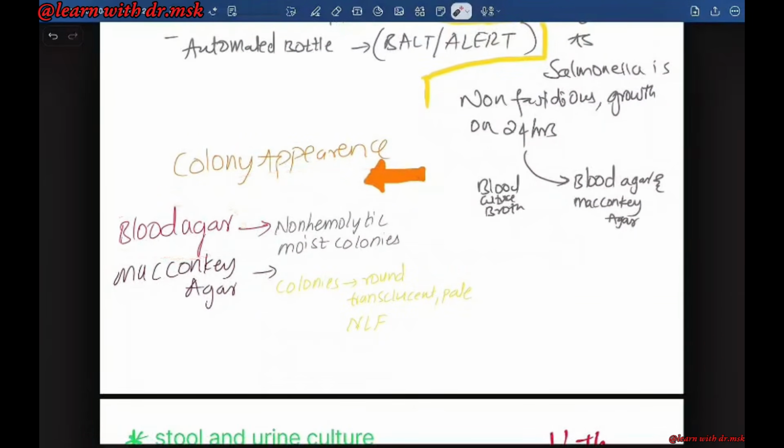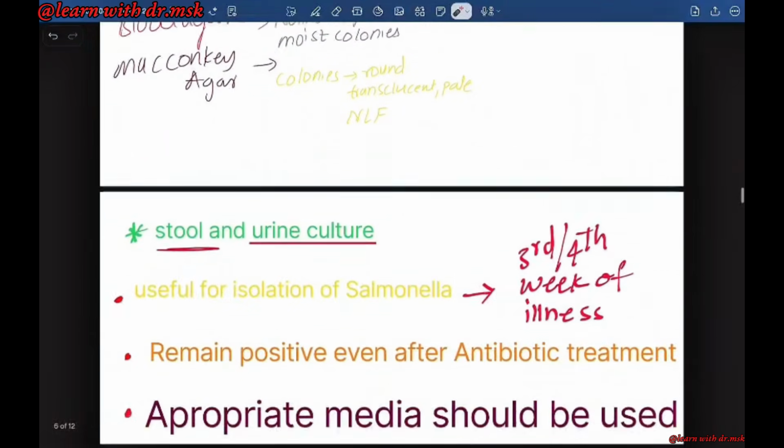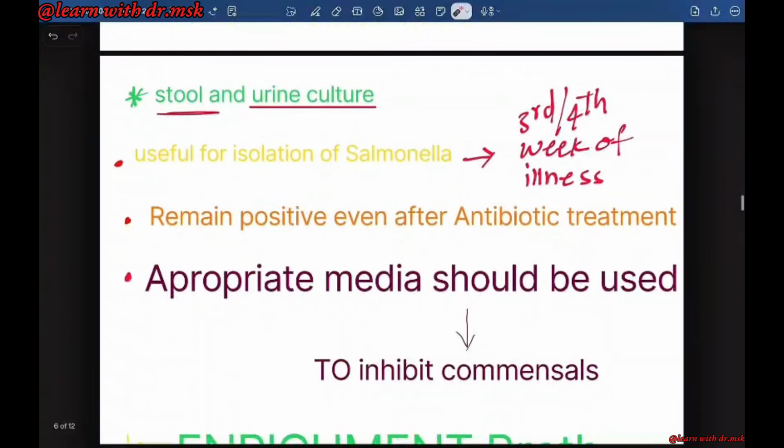How is the colony going to appear? If we culture on blood agar, it shows non-hemolytic moist colonies, and on MacConkey agar, it shows round, translucent, pale, non-lactose fermenting colonies. Simply, you can remember non-hemolytic moist colonies on blood agar, and on MacConkey agar, pale non-lactose fermenters. That's it.